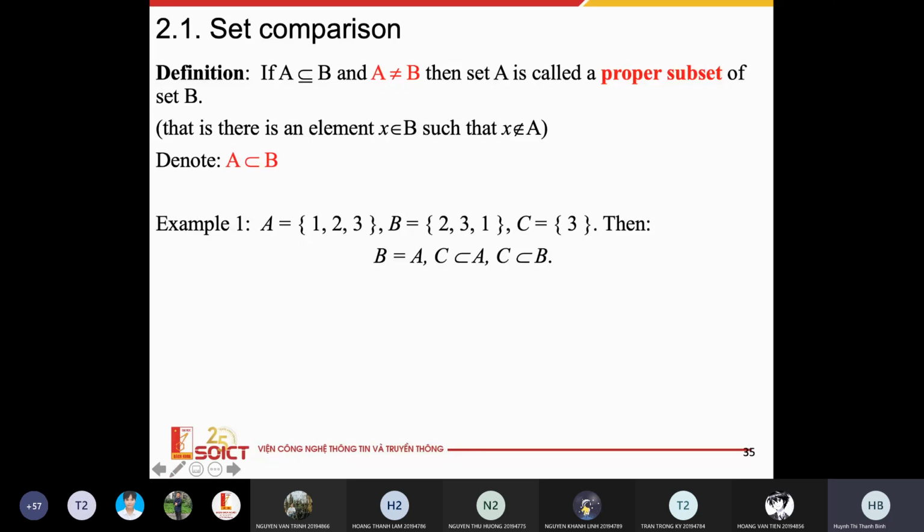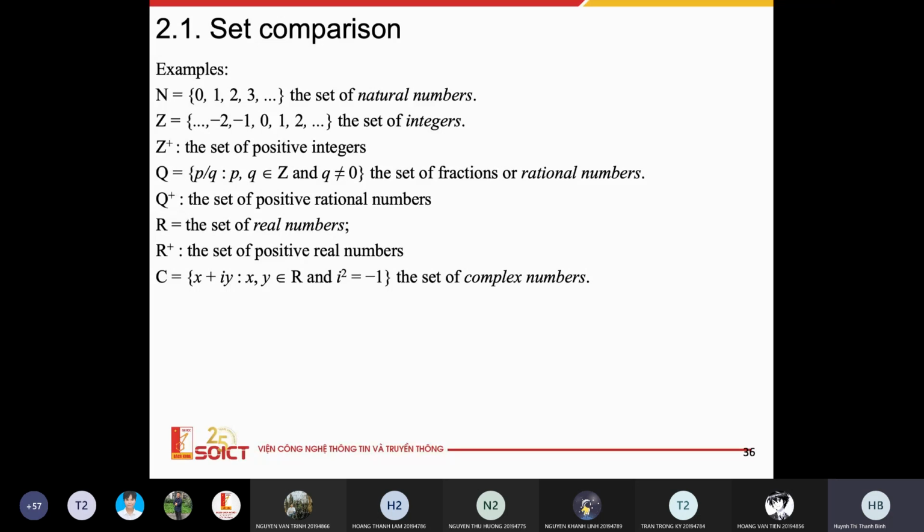And here's an example. A is a set with 3 elements, 1, 2, 3, and B is the set with 3 elements, 2, 3, 1, and C is the set with 1 element, 3. Then B is equal to A, and C belongs to A, and C belongs to B. And another example of set comparison.